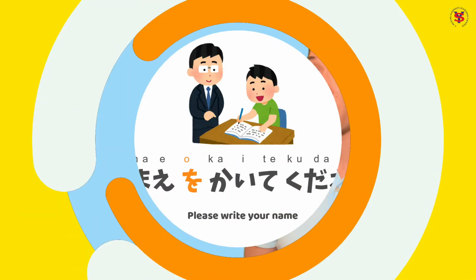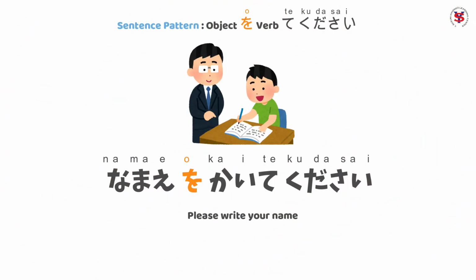Halimbawa, please write your name. Pakisulat ang inyong pangalan. This time, may object na ang sentence natin. So when we have an object in our sentence, we use the particle wo and the pattern object wo, verb te kudasai. Susundan lang natin ang pattern na yan. So, name is namae. So we have namae wo kaite kudasai. Namae wo kaite kudasai.